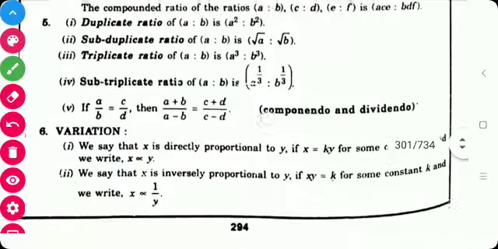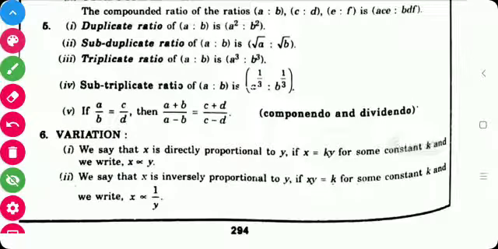Next is variation. So we say that x is directly proportional to y if x is equal to ky for some constant k. So we will write x is directly proportional to y. Okay, means here there is a constant k that will be multiplied by y.